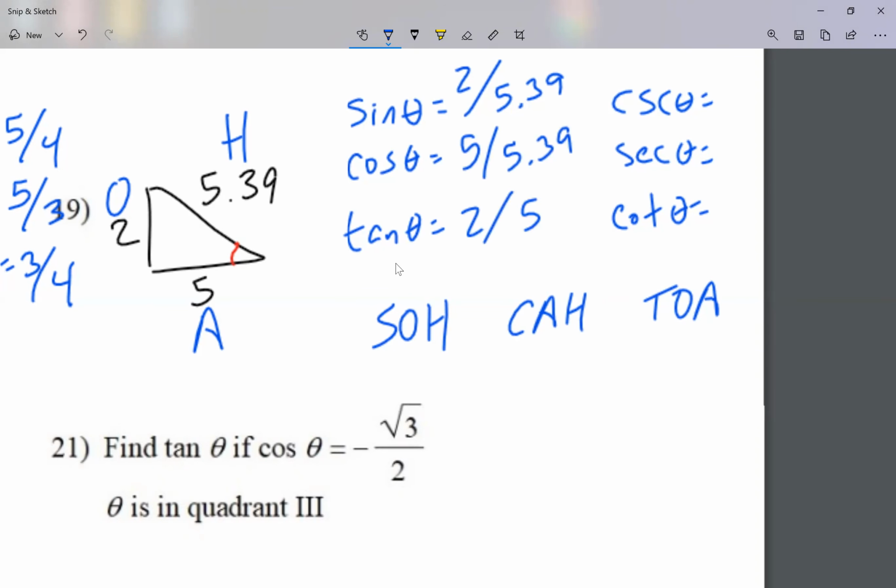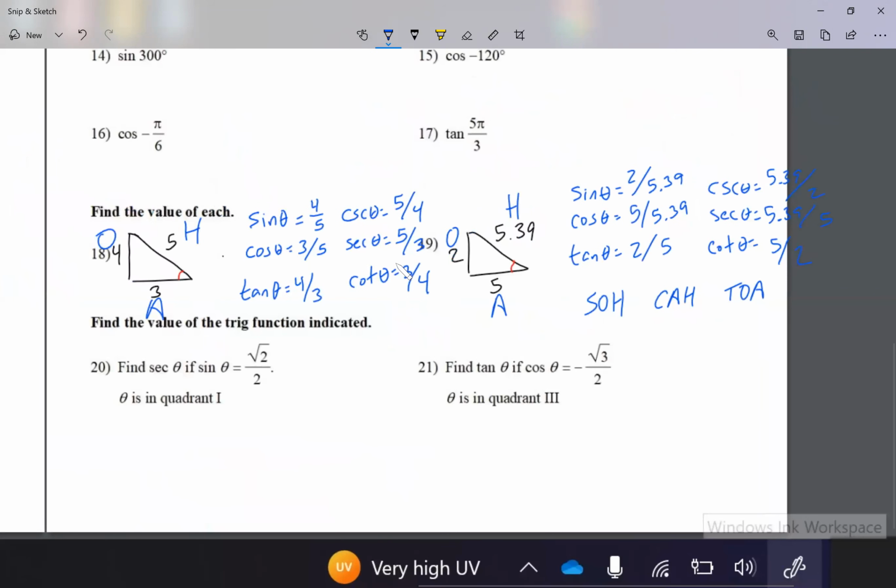My cosecant is going to be the reciprocal of sine, so 5.39 over 2. Secant is the reciprocal of cosine, so 5.39 over 5. And cotangent is the reciprocal of tangent, so 5 over 2. So far, those should be simple, right? I'm giving you guys all three sides of the triangle. I mark one angle so you guys can see which one is the opposite, which one's the adjacent and hypotenuse. And I can ask you for any of the ratios.